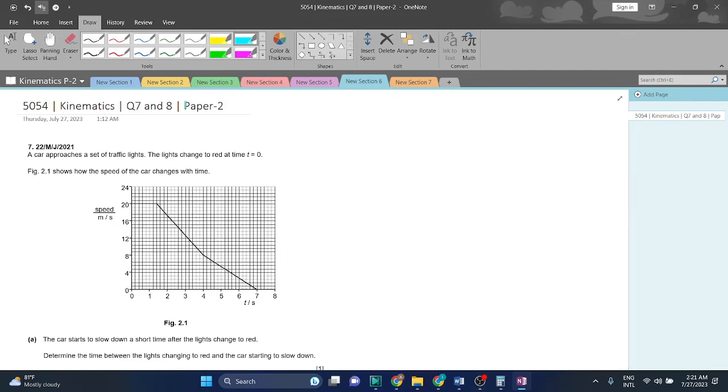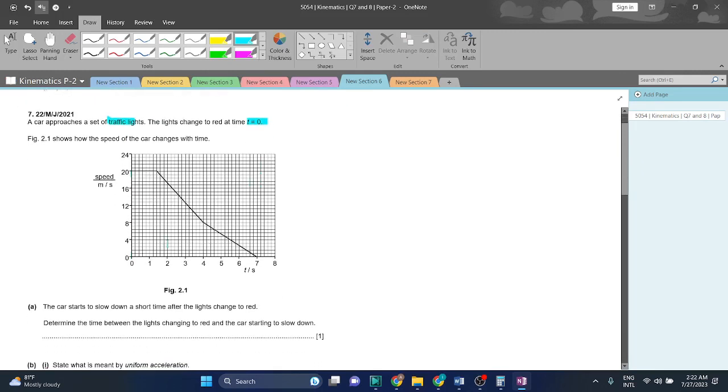Now we will do kinematics question 7 and question 8, Paper 2. Let's start. Question 7: a car approaches a set of traffic lights. The lights change to red at time t = 0. At this time the traffic light will change to red. That means we have to stop. Figure 2.1 shows how the speed of the car changes with time.